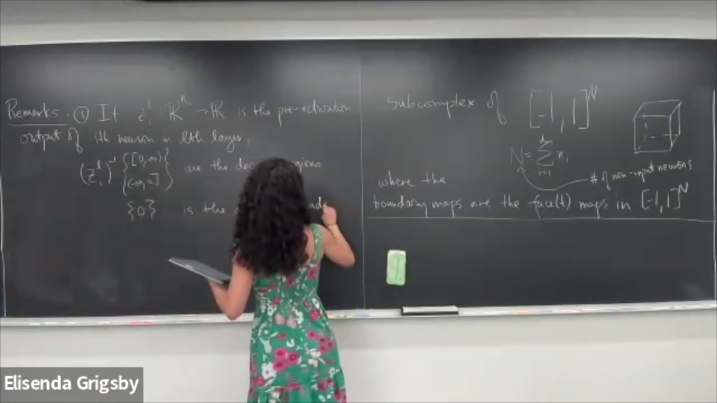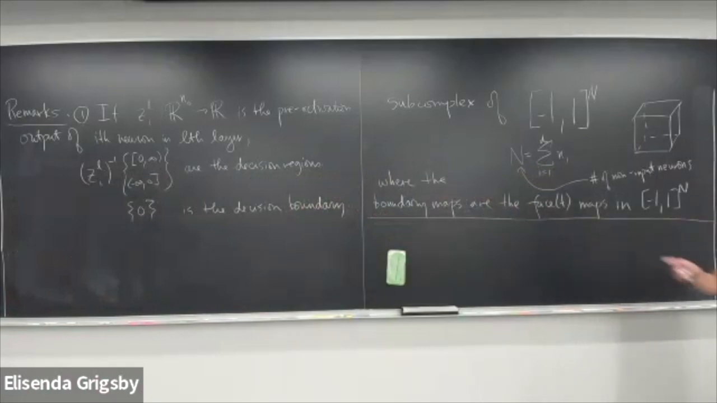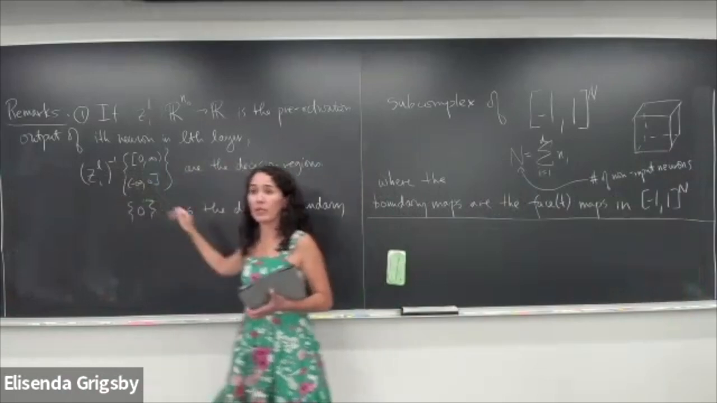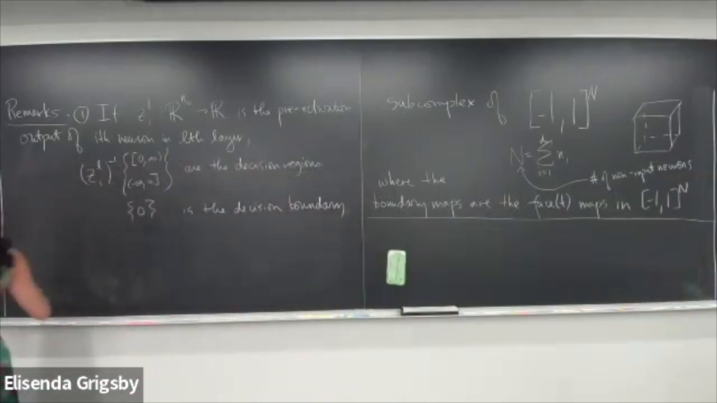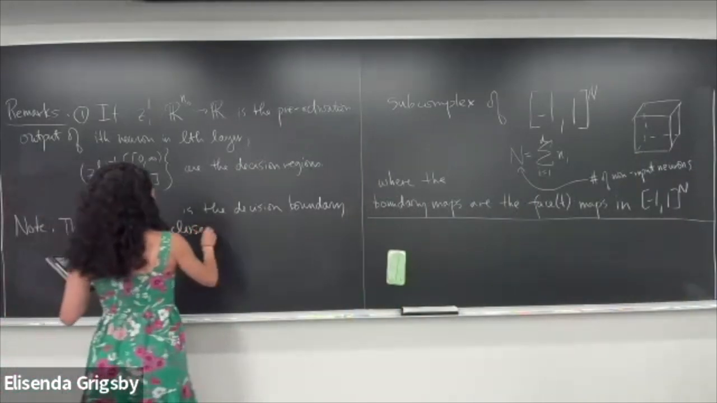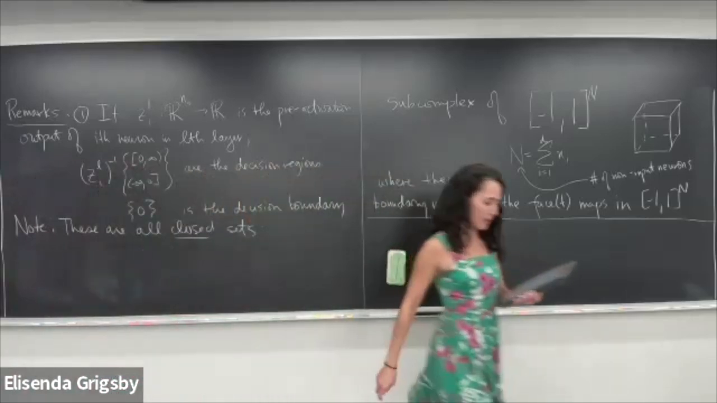And the point is that all of these maps are compositions of continuous maps, so they're continuous. So the pre-image of a closed set is closed. So each one of these is a closed set. These are all closed subsets of the domain.